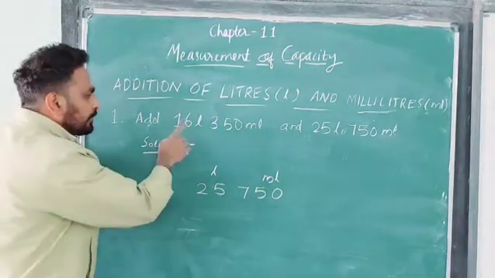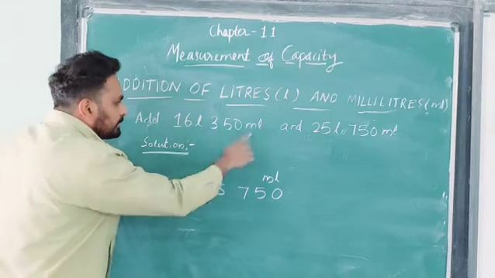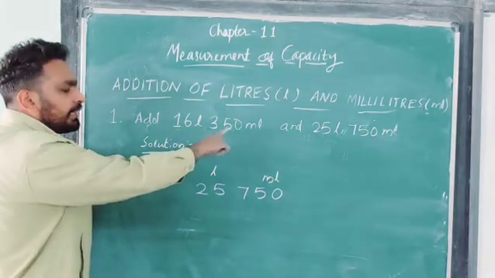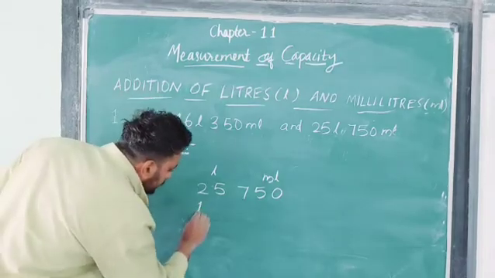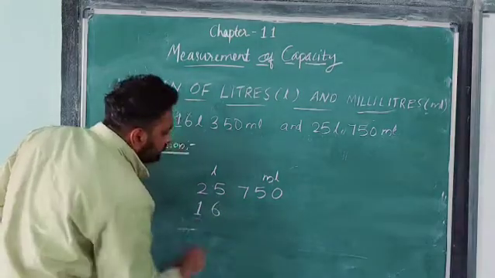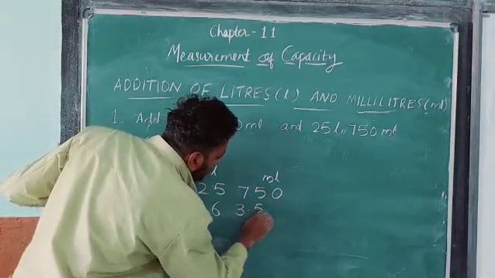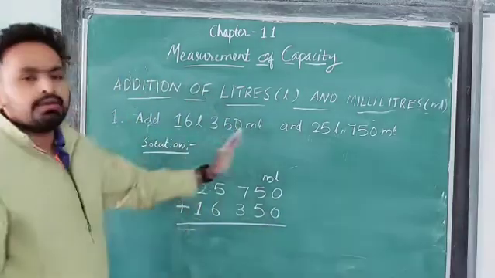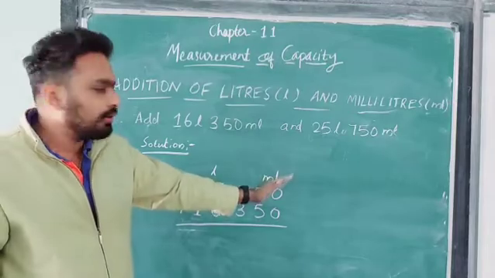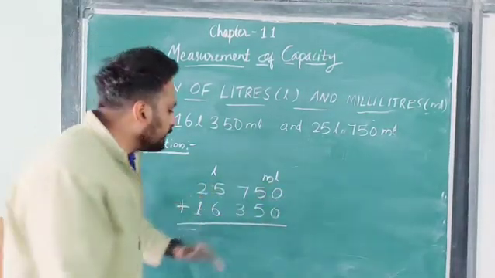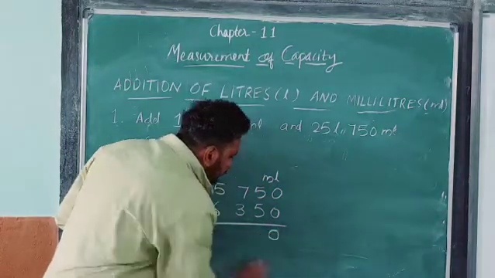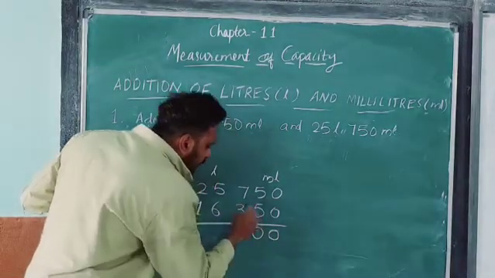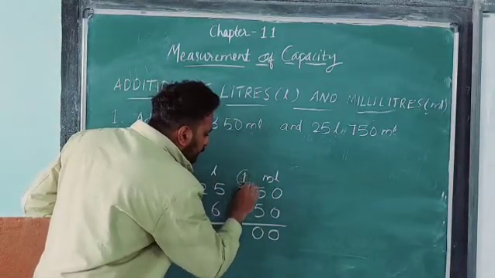Okay, then we will write this capacity, that is 16 liters 350 milliliters. Then addition. So we will add the milliliter column first. 0 plus 0 is 0. 5 plus 5 is 10. 1 is carried forward to the next column.